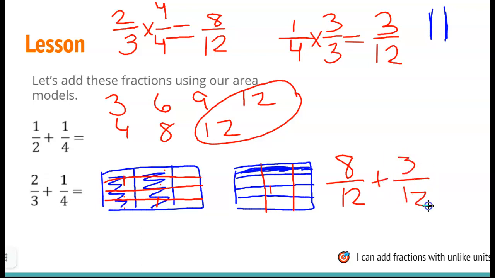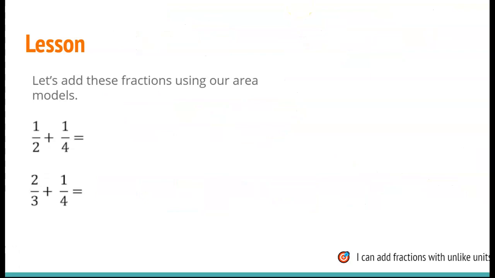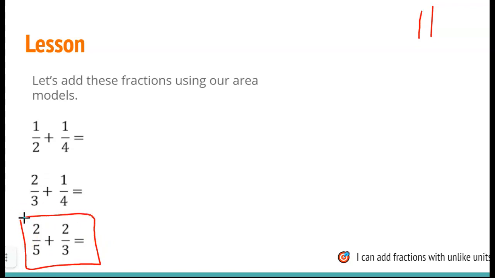I'm going to go ahead and add 8/12 plus 3/12. That's going to get me 11/12. All right, I want you to go ahead and try to solve this one by yourself. So go ahead and pause and work this out, and then we'll debrief it once you hit play again. Go ahead and solve 2/5 plus 2/3 using our area model. Again, go ahead, pause, and solve.